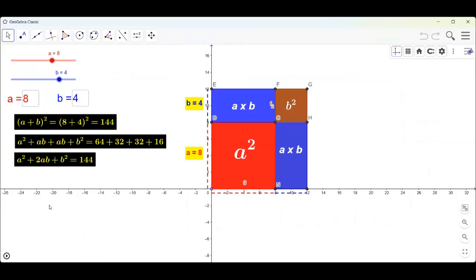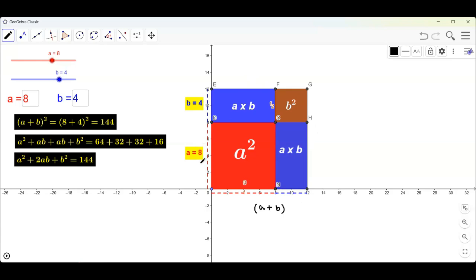This is a small activity showing how we get the formula for a plus b the whole square. First we take the side of the square: up to here is a and this is b. So the side of the square is a plus b. In a square all the sides are equal, so this is a plus b, this is a plus b, this is a plus b, and this also is a plus b.